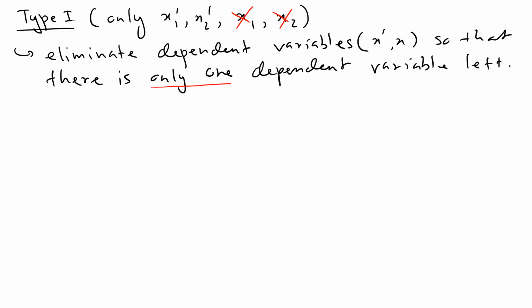It will be clear from an example. So what are we going to do if there are more variables? We're going to remove all the other variables and leave only one variable. Okay, that's the idea. So let's look at an example.